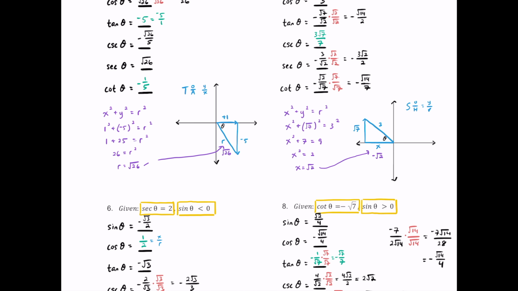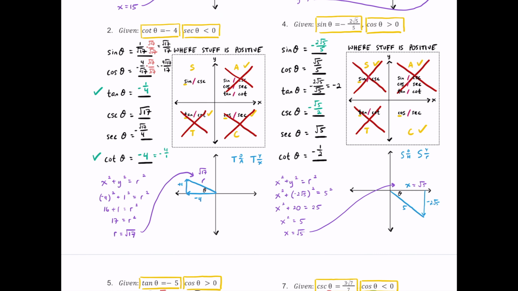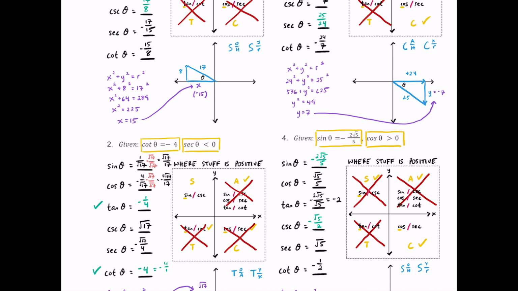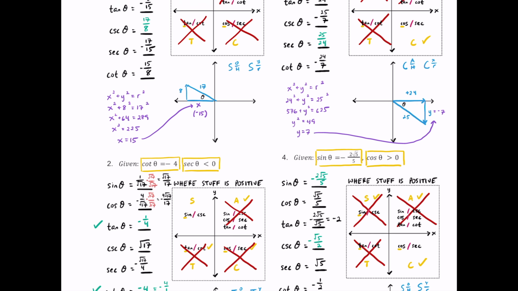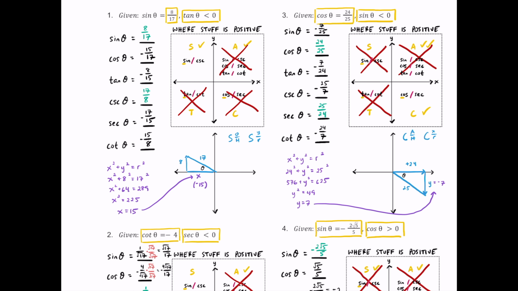And there you have 8 different examples of finding all 6 trig ratios given one of them, as well as another bit of information. So just keep in mind you have to narrow down the quadrants that you are in so that you can identify where to draw your triangle, and that will help you with identifying what the ratios are.